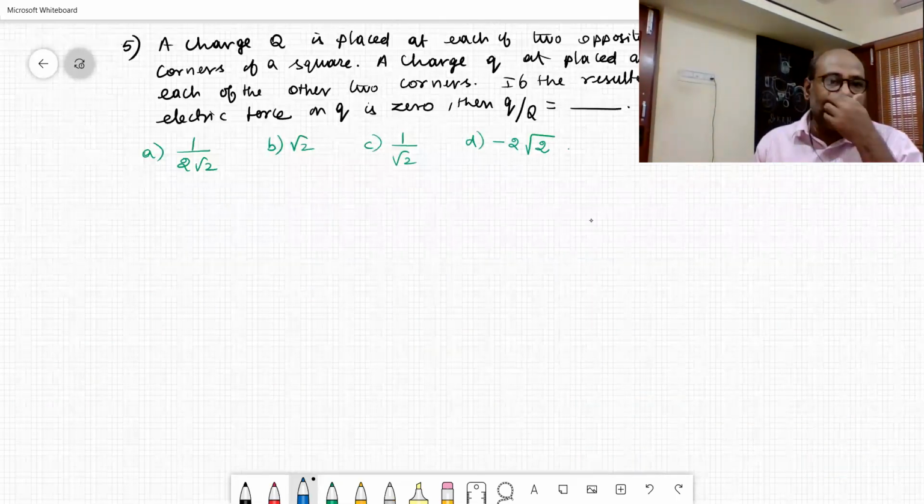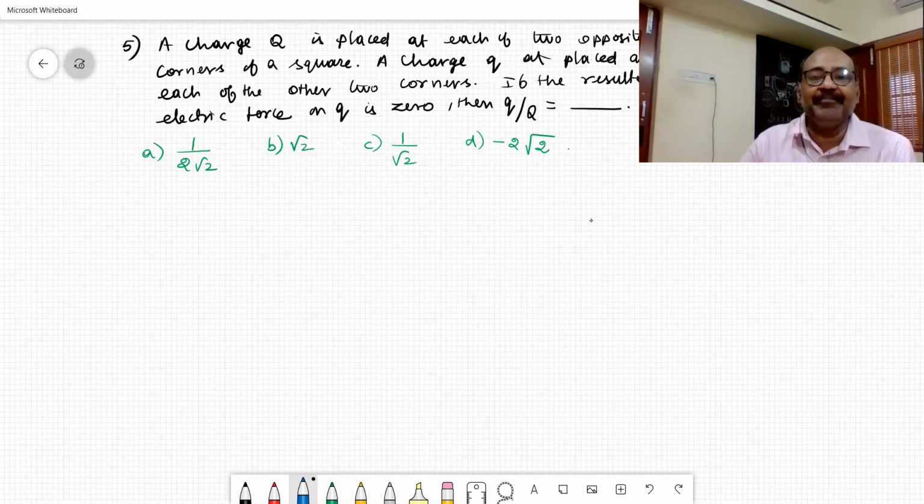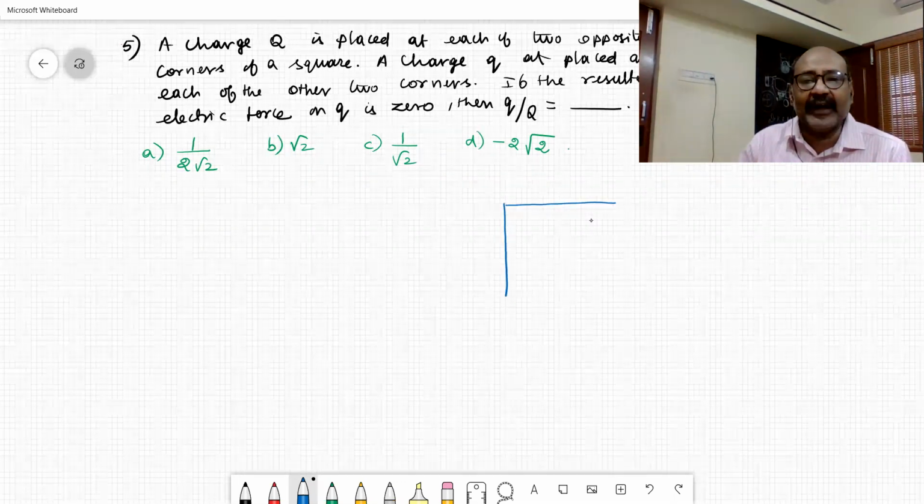Come on, let us go with problem number 5. A charge capital Q is placed at each of the two opposite corners of a square. And another two charges, a charge small q, is placed at each of the other two corners. If the resultant electrical force on the charge q is 0, then what is the ratio small q divided by capital Q? See, let us consider a diagram. I am having a square.